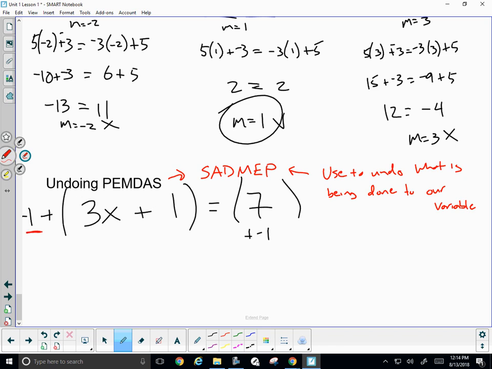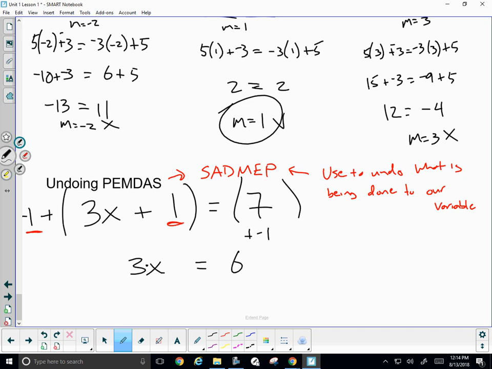I have like terms of the -1 and the 1. Those can be combined to create a 0, giving us a 3x plus 0. I don't want to write the plus 0 because it's not necessary. It's just the same as 3x. But on the right side, I've added -1 to 7, and I get a 6. Okay? Well, let's undo what the 3 is doing to the x.